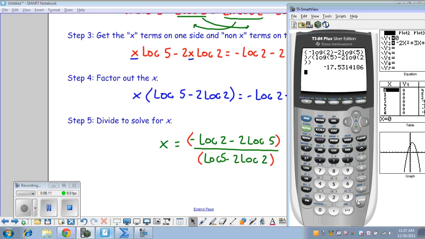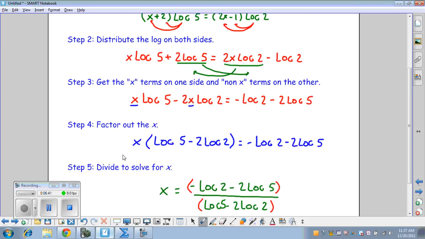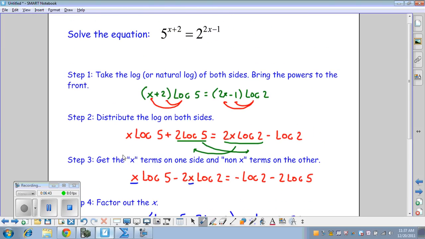And then on the bottom, I'm going to have, oh, you know what? I just realized a little typo there. I forgot to put the log 5 there. My apologies. Log 5. Sorry about that. So I have divided by log 5 minus 2 log 2. I'm just entering it into the calculator exactly as I have it written down on screen. Hit enter. So my answer here is x equals negative 17.531.